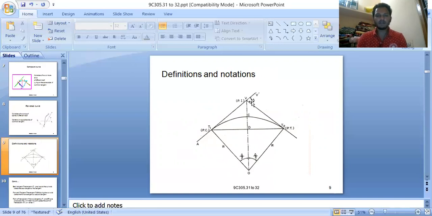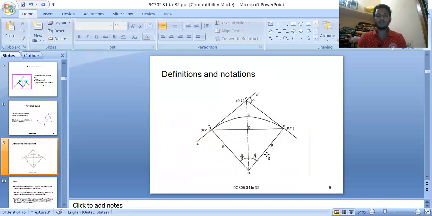Here we have delta. Delta is a deflection angle. Delta is the angle by which the straight AB is deflected here. So delta is the deflection angle. There is a relation between delta and phi. Phi is the included angle here. So delta plus phi will be equal to 180 degrees.